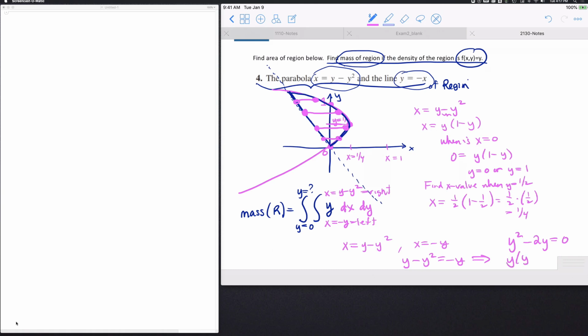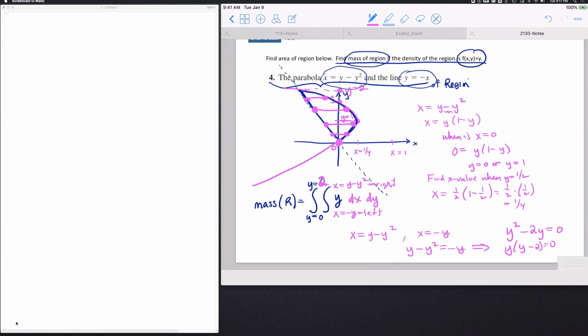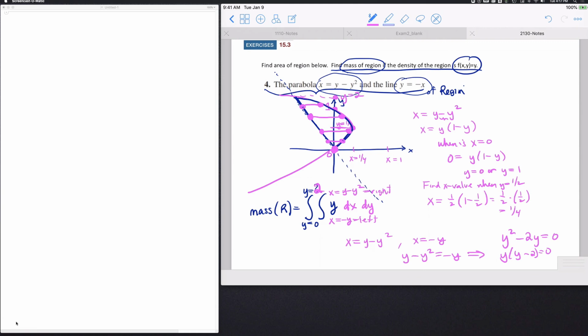So factor out the y. y is equal to 0, which is one of the values of intersection. And the other y value of intersection is y equal to 2. So we'll put a 2 here. And that is the setup of the mass integral.